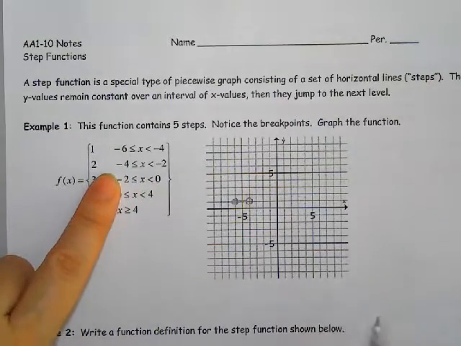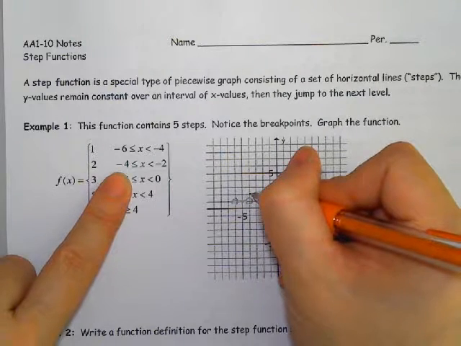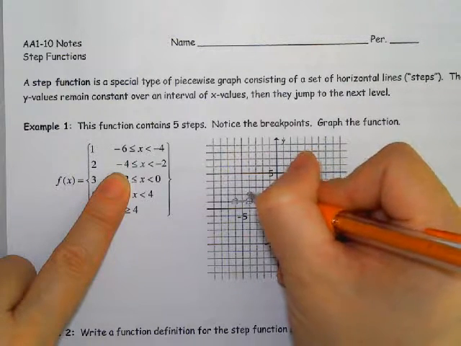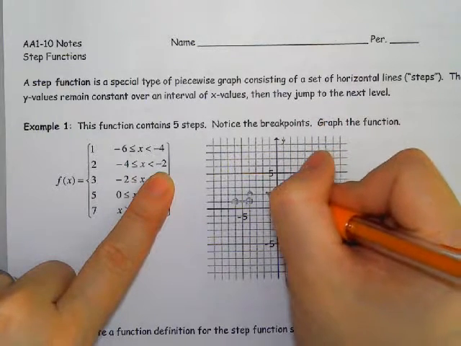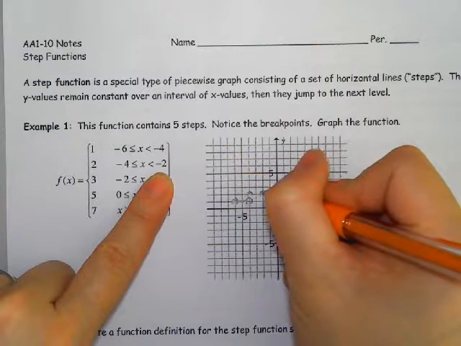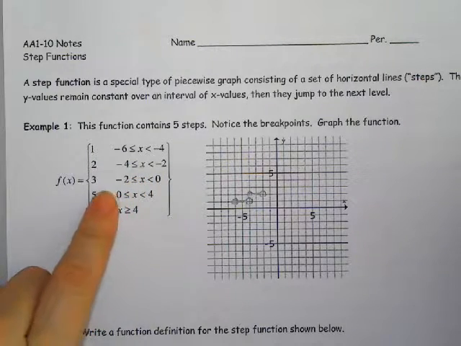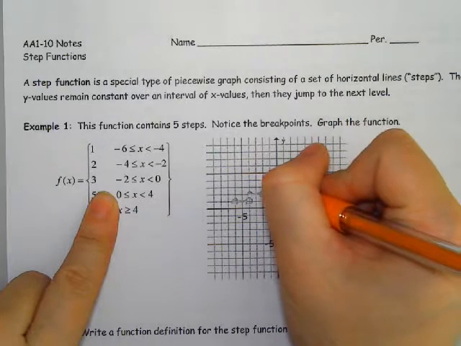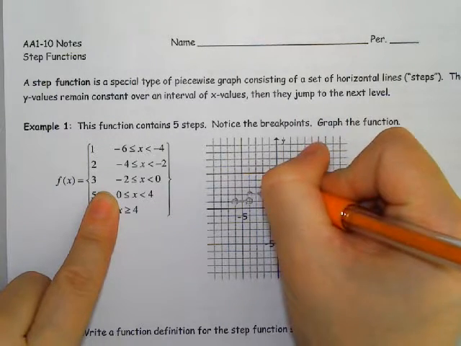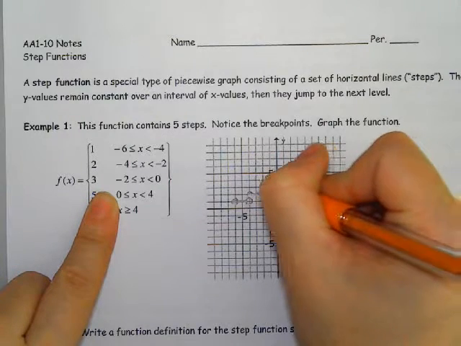Okay, the next step, y equals 2, so I'm going to go up from negative 4 with a closed circle to negative 2 with an open circle and draw a line in between. The next step is at 3, and that is from negative 2, closed circle, to 0 with an open circle.